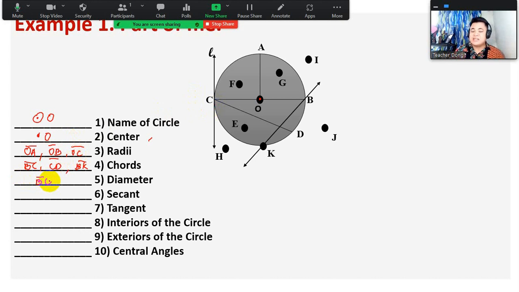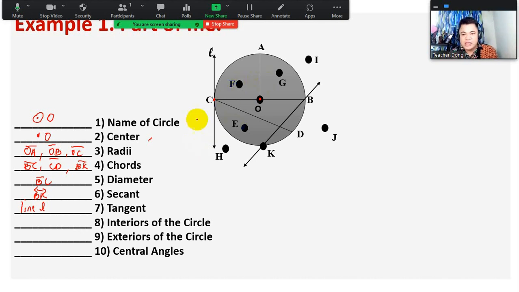Next, number 6, secant. We only have one secant in this illustration. We have secant BK because it passes through the circle at 2 distinct points. So we have line BK. Next, tangent line. We only have one tangent line. It touches the circle at exactly 1 point. We have line L. We can't name it using 2 points because we only have 1 point for it, so we can name it using a small cursive letter. In geometry, that's accepted.